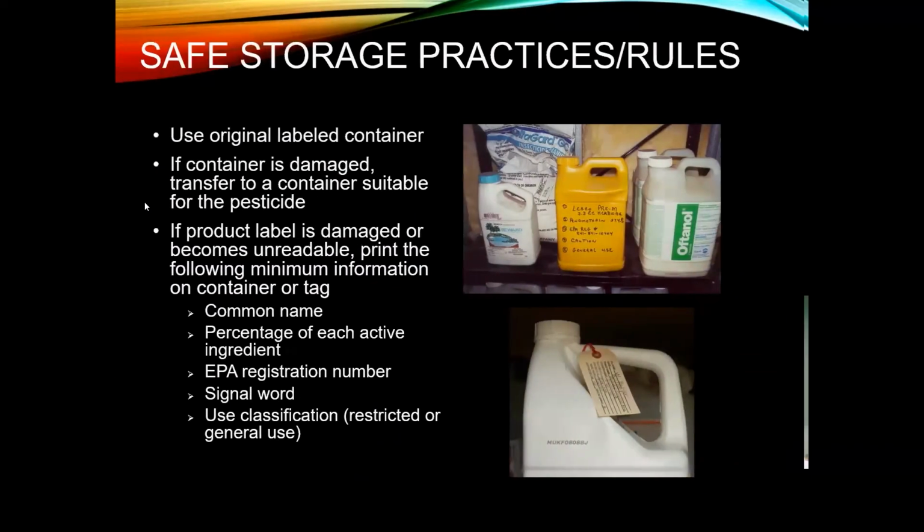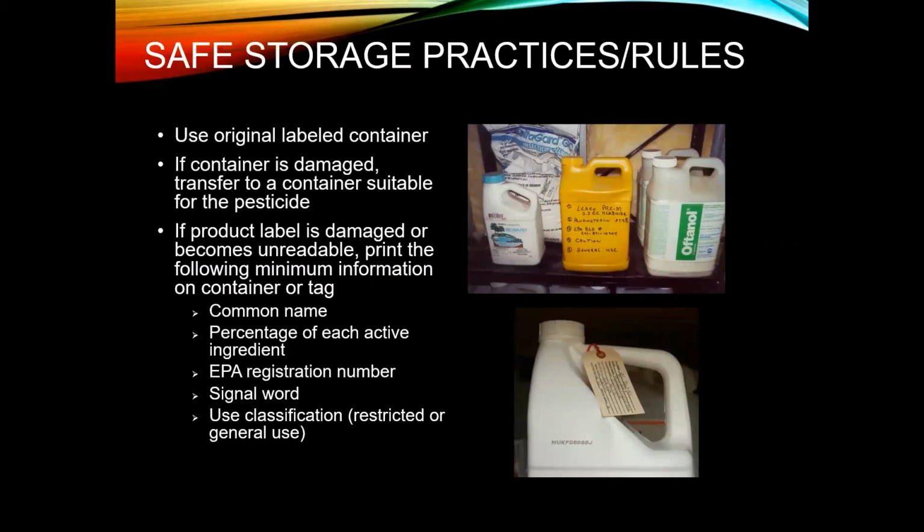If the product label is damaged or becomes unreadable, you can obtain another label online, and I would keep it with that container. You want the common name, the percentage of active ingredient, the registration numbers, signal words, and the use classification. If you don't have immediate access to that, you can see someone put it on this tag on the bottom right or on this jug at the top. I wouldn't advise that. With today's technology, it's just as easy to go online and reprint a label, tape that thing on there, and then you're good to go.